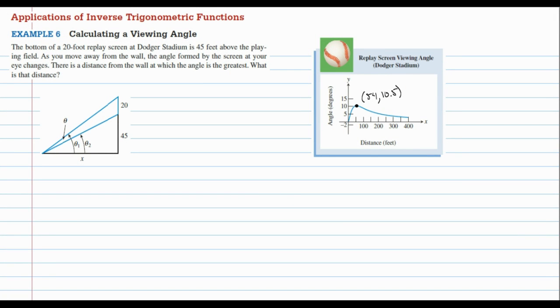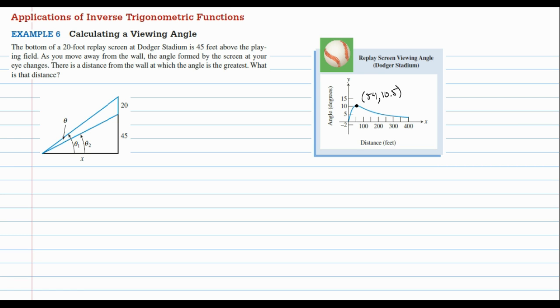This is the screencast for 4.7, example 6. We're going to do some applications of inverse trig functions. Example 6 asks us to calculate a viewing angle. Now, in my opinion, this paragraph is phrased a little bit awkwardly, and there is one tiny little word in there that makes all the difference.